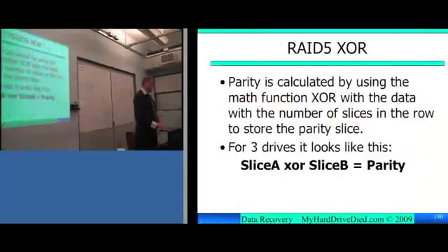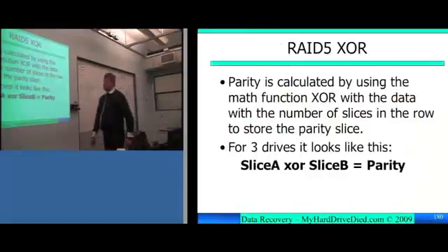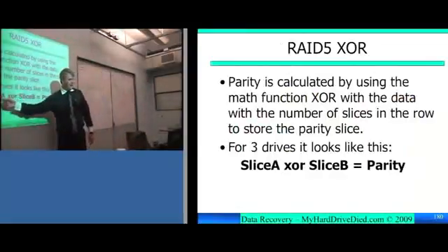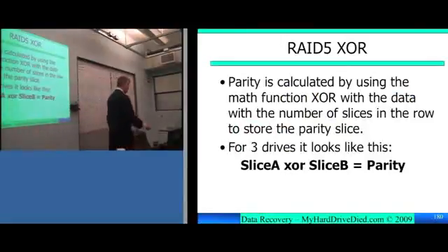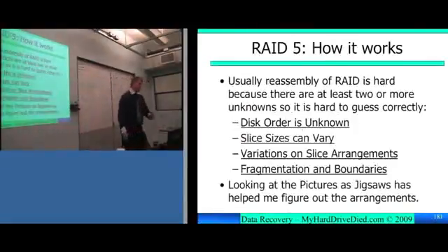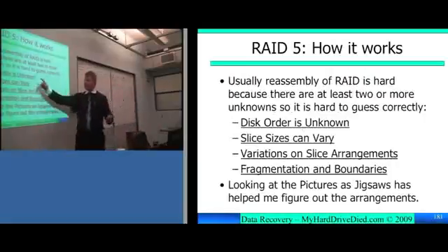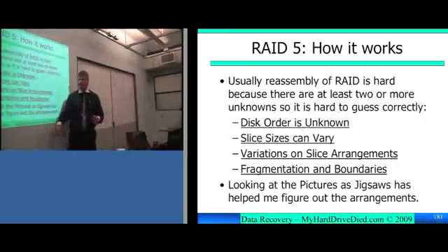Now the rest of the time, you're getting the mystery box. It's an exclusive OR routine. So A exclusive OR B would equal C. That's what happens in a 3-drive array. But here are your options for the things that you don't have. You don't know your disk order. You don't know your slice size. And then there's an option for what's called the arrangements. And we're going to talk about those in a minute.